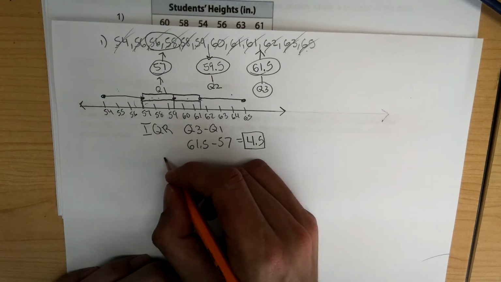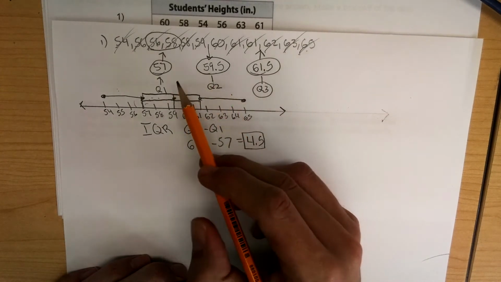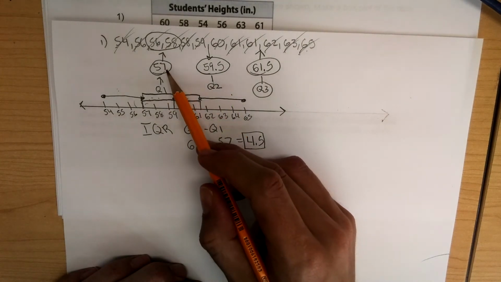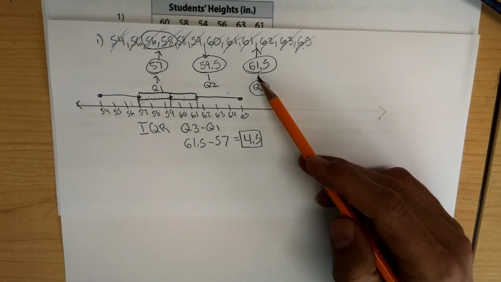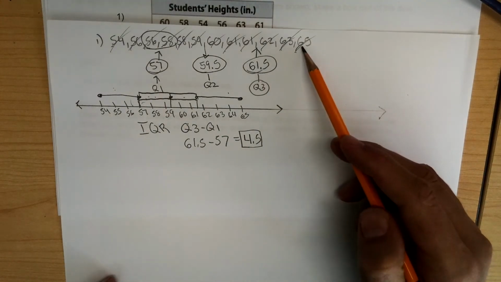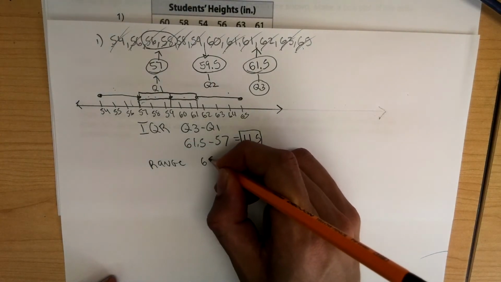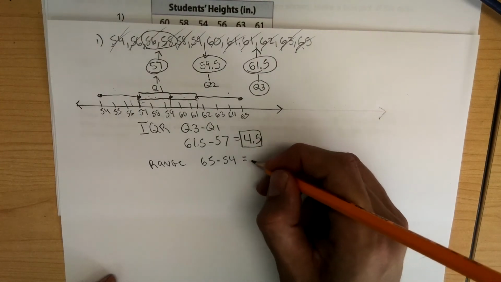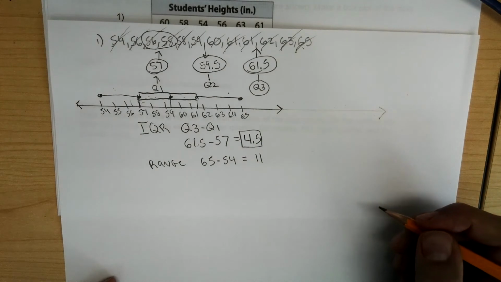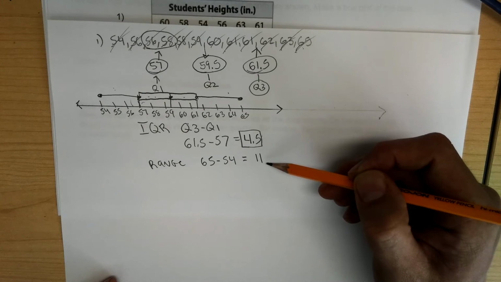My overall median is 59.5. My Q1, or the median of my lower quartile, is 57. My upper quartile is 61.5. My overall range would be 65 minus 54, which would be 11. So you could see how the interquartile range varies from the range itself.